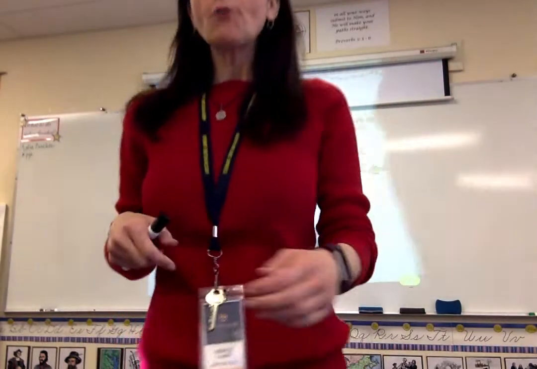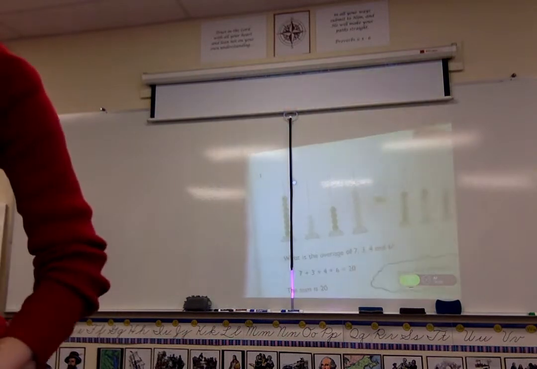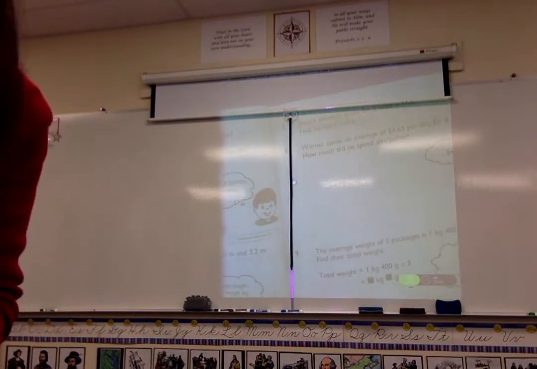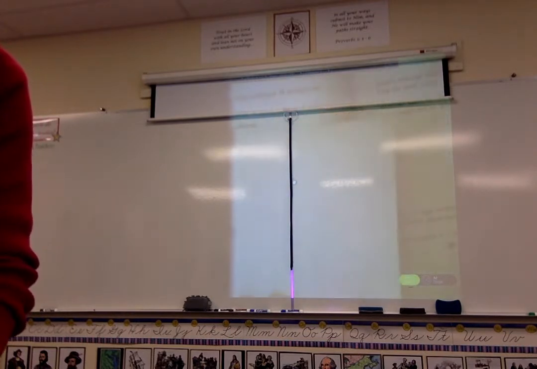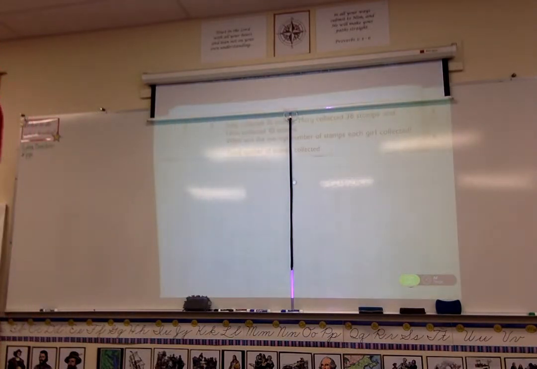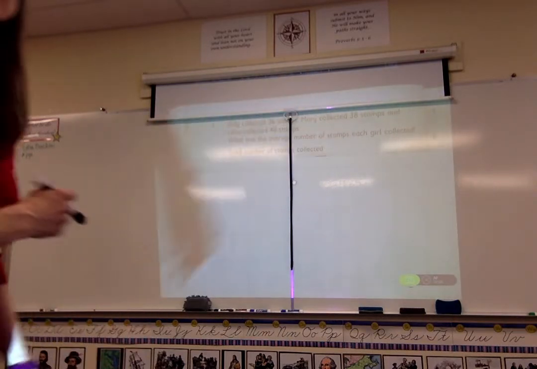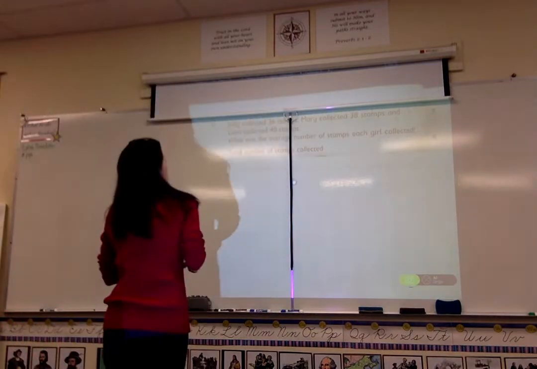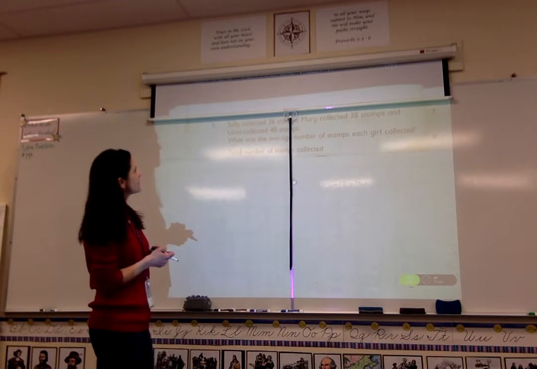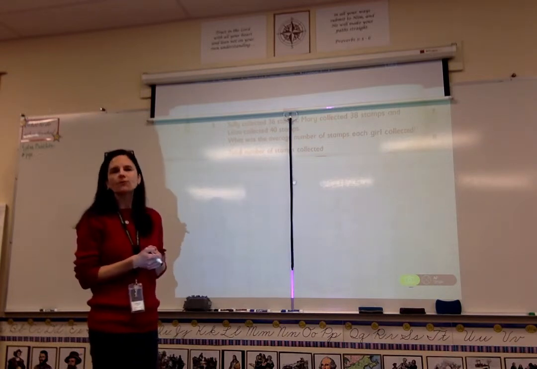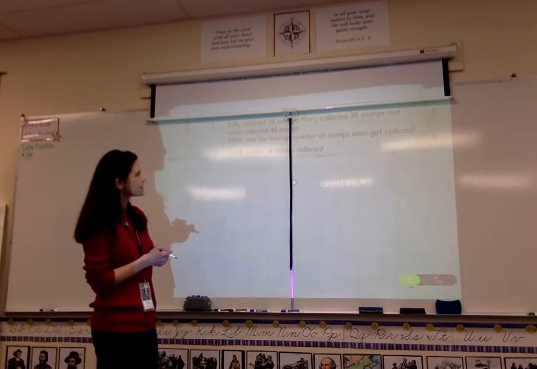So now let's go back to looking at some just word problems where you would calculate average. So I'm now turning to page 40 in your textbook, and we're looking at the problem number 3 at the top of the page, and it says Sally collected 36 stamps, Mary collected 38 stamps, and Lillian collected 40 stamps. What was the average number of stamps each girl collected?